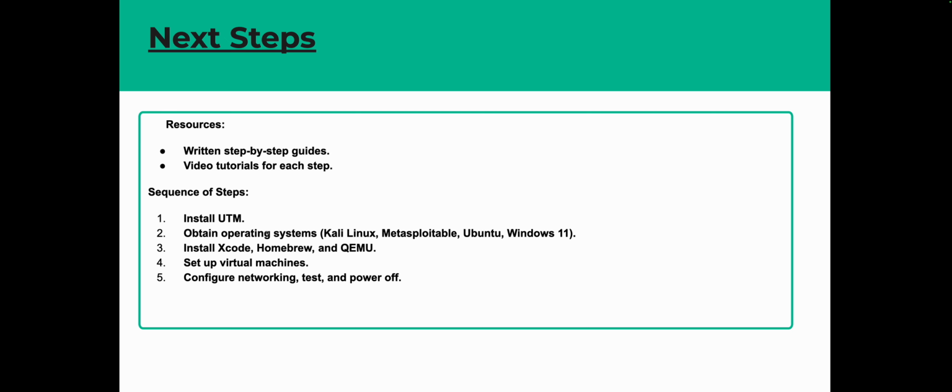Yep. So they're the resources we'll need. Don't worry. We're going to go through this. We're going to install UTM first in the next episode. We're going to go and grab the operating systems. They'll be ISO files most of the time. We need to install Xcode, Homebrew, and QEMU. I think that's how you pronounce it, to get our virtualization running.